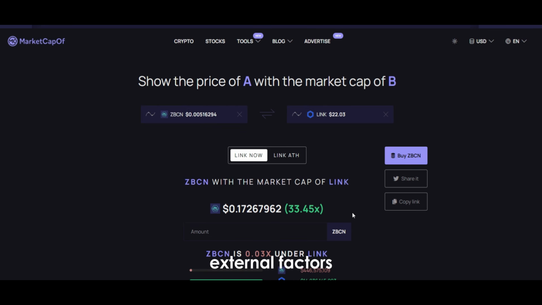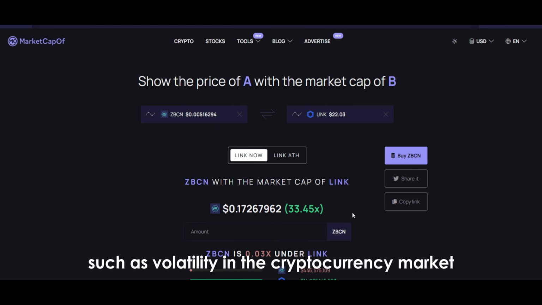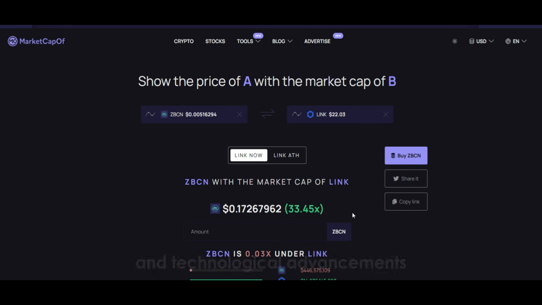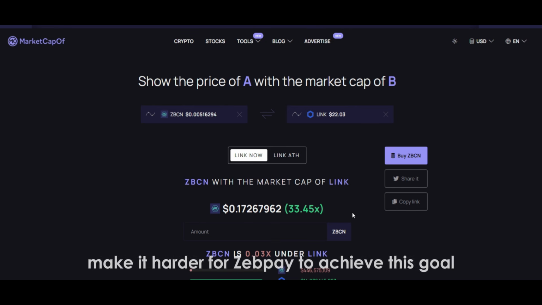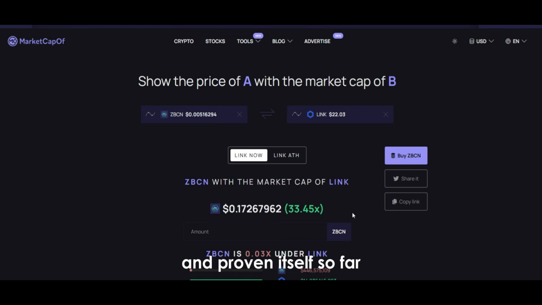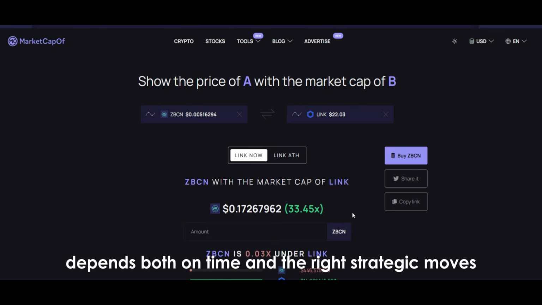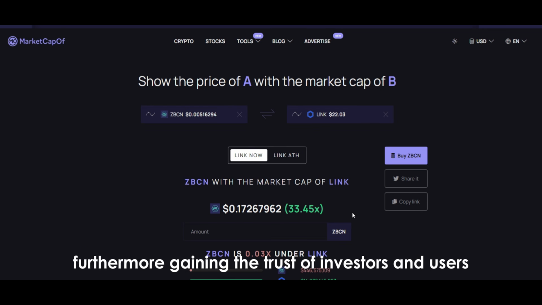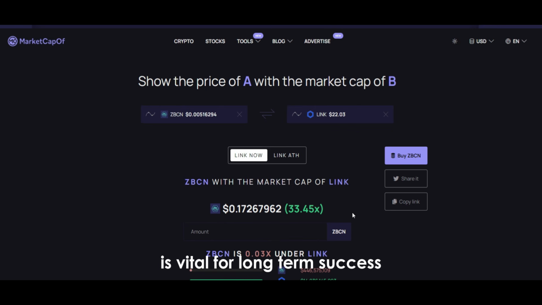Additionally, external factors such as volatility in the cryptocurrency market, regulatory uncertainties, intense competition, and technological advancements make it harder for Zebec to achieve this goal. While Chainlink has overcome many challenges and proven itself so far, Zebec's riding a similar success story depends both on time and the right strategic moves. Furthermore, gaining the trust of investors and users is vital for long-term success.